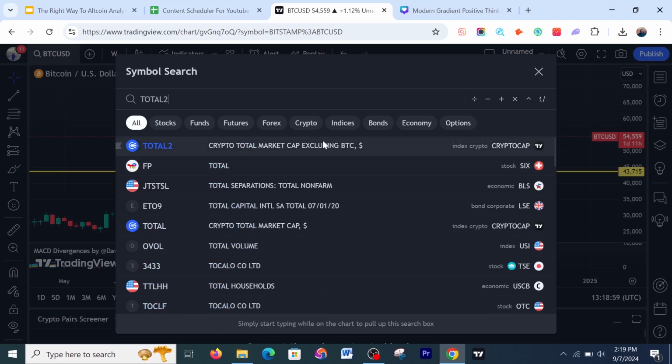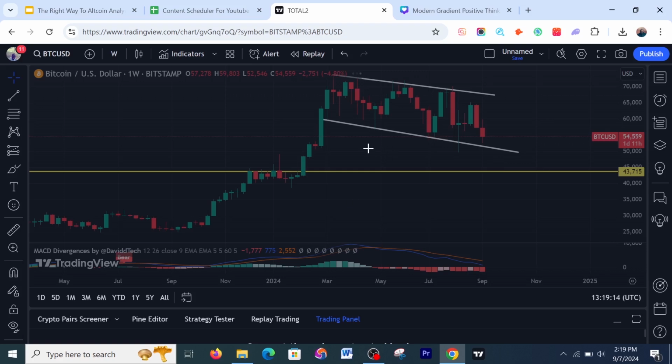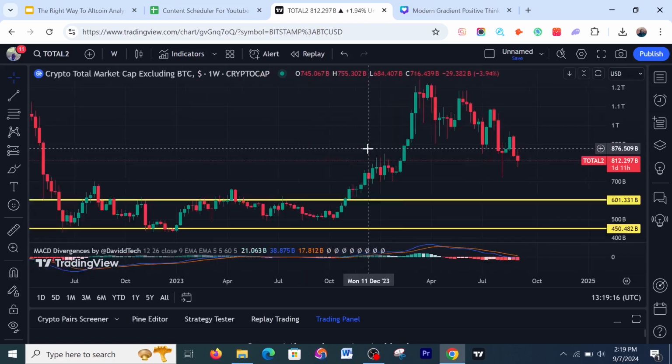Because Bitcoin is obviously the king of all the cryptocurrencies, but it's not part of the altcoin group. Ethereum too is an altcoin, so I don't see the need why you should use a Total 3 instead of a Total 2. So you use Total 2. So let's look at the general outlook of the market, the altcoin market cap.